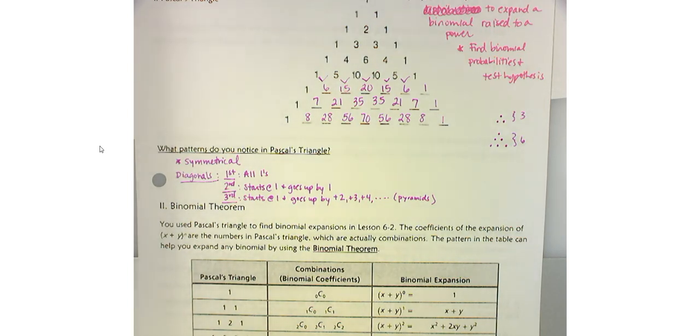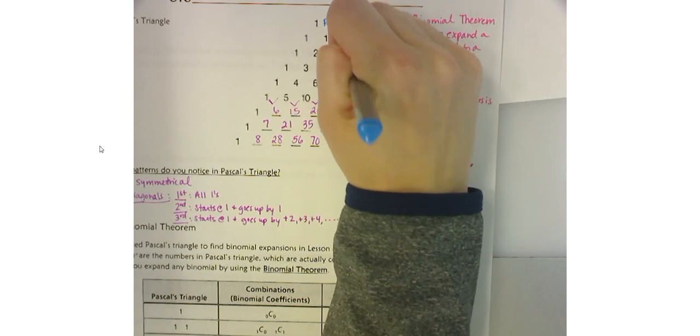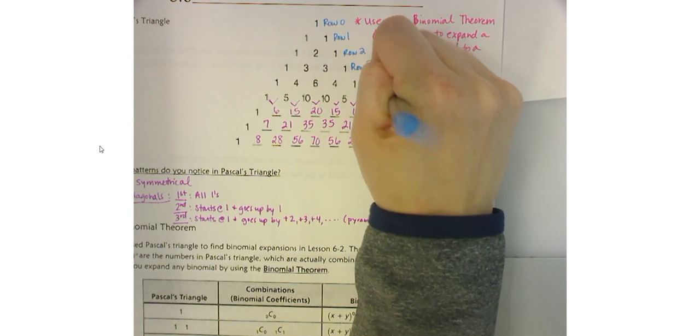What is the row number equal? In row 3, what do you notice? In row 4, what do you notice? There's a 3 and a 4. Where? The second entry, right? Okay, so the row number is the second entry. What about the number of terms? Yes. So the row number plus 1 equals the number of terms in each row.